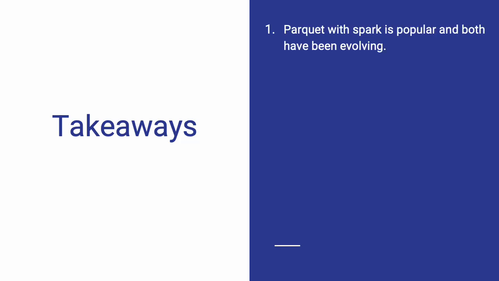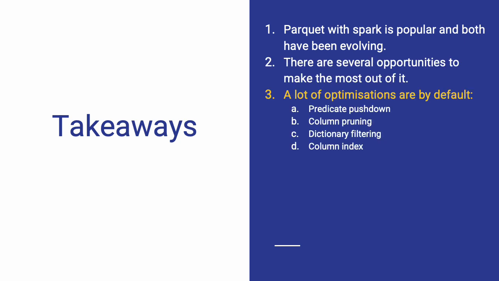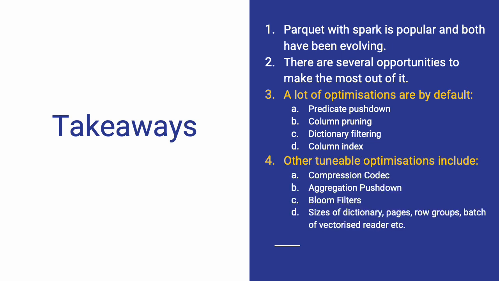In this video, we will learn that Parquet with Apache Spark is popular and both of these have been evolving. There are a lot of opportunities so that we can make the most out of it. A lot of optimizations are there inbuilt by default, which includes predicate pushdown, column pruning, dictionary filtering, column indexes. And on top of these, there are other configurations which we can tune to work with it efficiently.